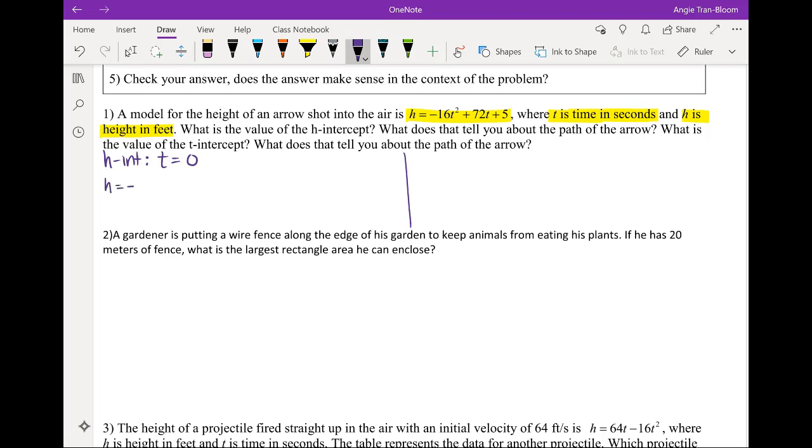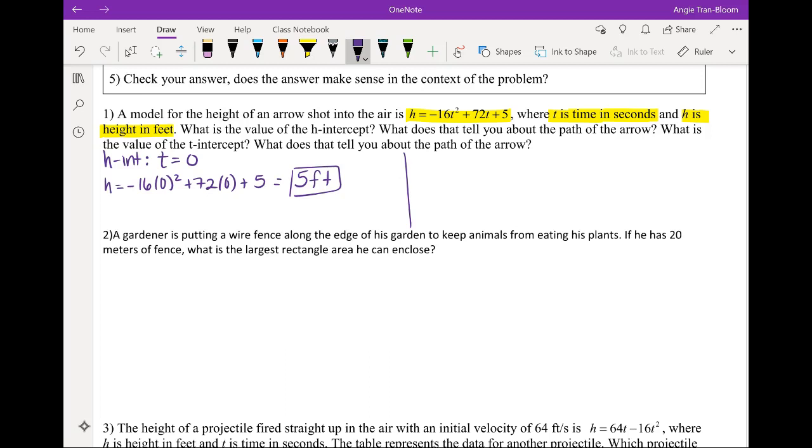H equals negative 16 times 0 squared plus 72 times 0 plus 5. So what's happening? 5. Perfect. Unit of measurements? Feet. We can box that up. H-intercept is at 5 feet. What does this mean? What does this tell us about the path of the arrow? What does it mean to have an H-intercept at 5 feet when time is 0? In plain English, how do we interpret this?